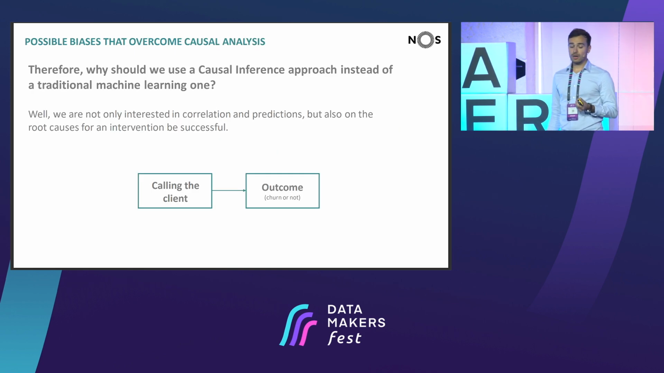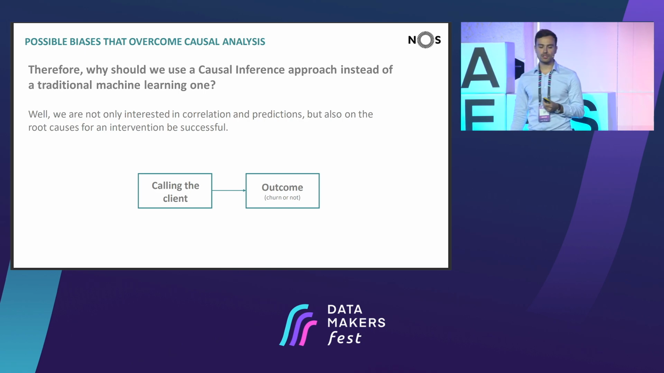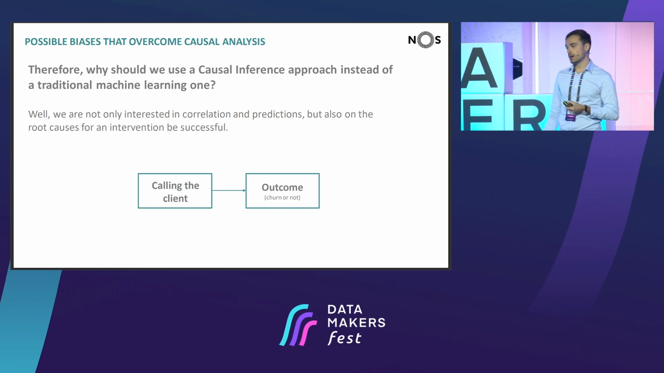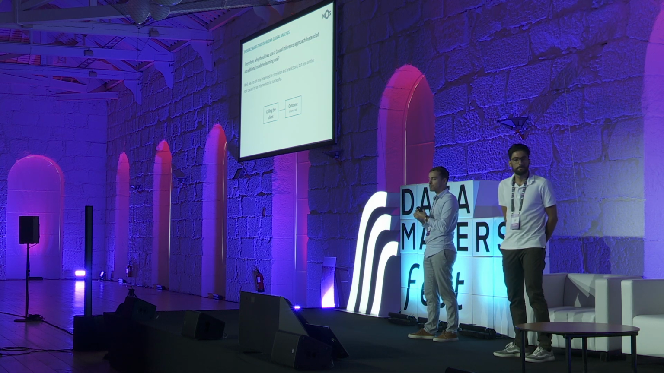So therefore, why should we use a causal inference approach instead of a traditional machine learning one? Well, as a cliche, we are not only interested in correlation and predictions, but we also are interested in studying the root causes for the intervention to be successful. In this case, we want to understand which clients have the best reaction when they receive a call from us, and the outcome that we are interested in, that is churning.